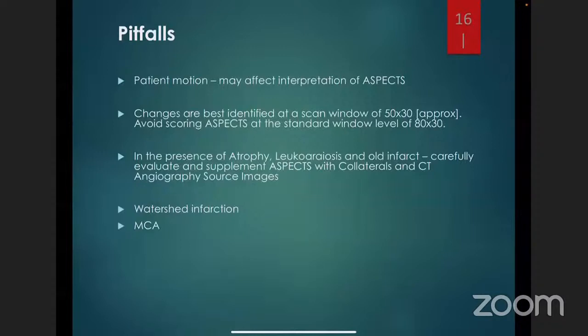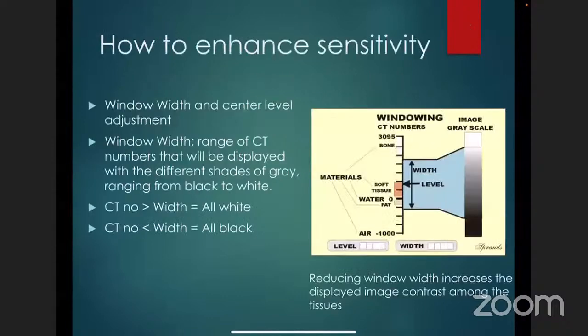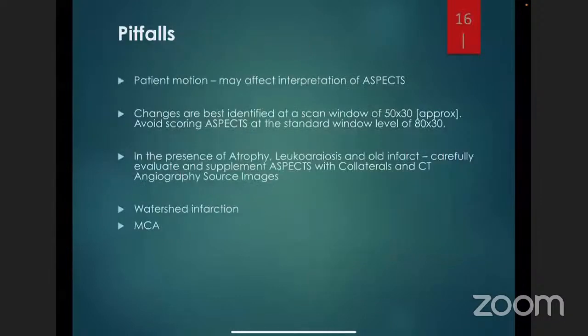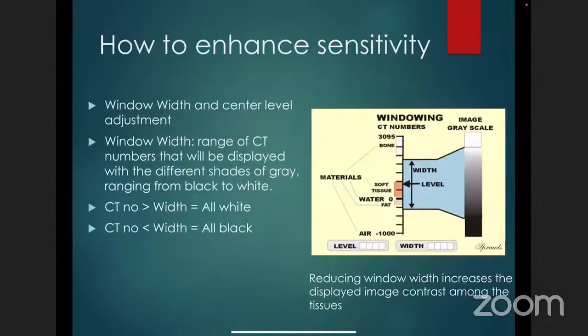And the ASPECT score here is for the middle cerebral artery branches. Is there an ASPECT score for another territory? Yes, the posterior circulation ASPECT score, we'll talk about it.